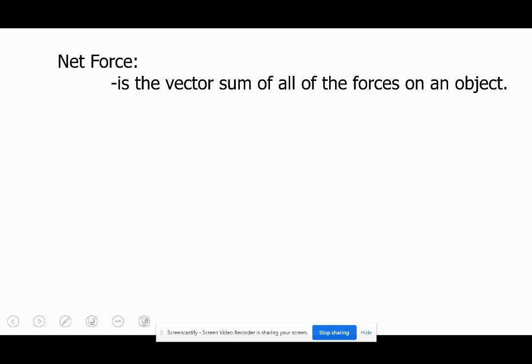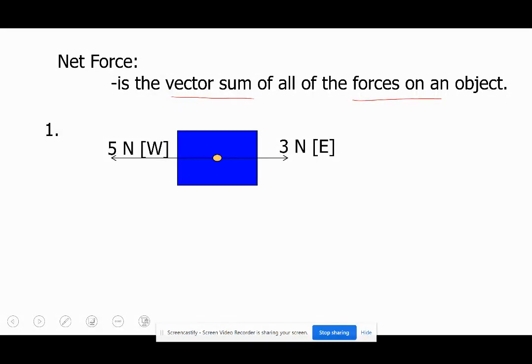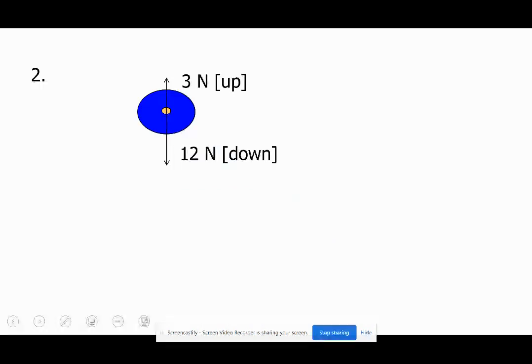The net force is a vector sum of all the forces on an object. For example, if I have 5 newtons west and 3 newtons east pulling on an object, you don't have to show your work for this, it's just obvious that the net force is going to be 2 newtons west. That's all I'd expect for a question like that. It's not really a proper free body diagram, but I'm just trying to show you how to calculate the net force.